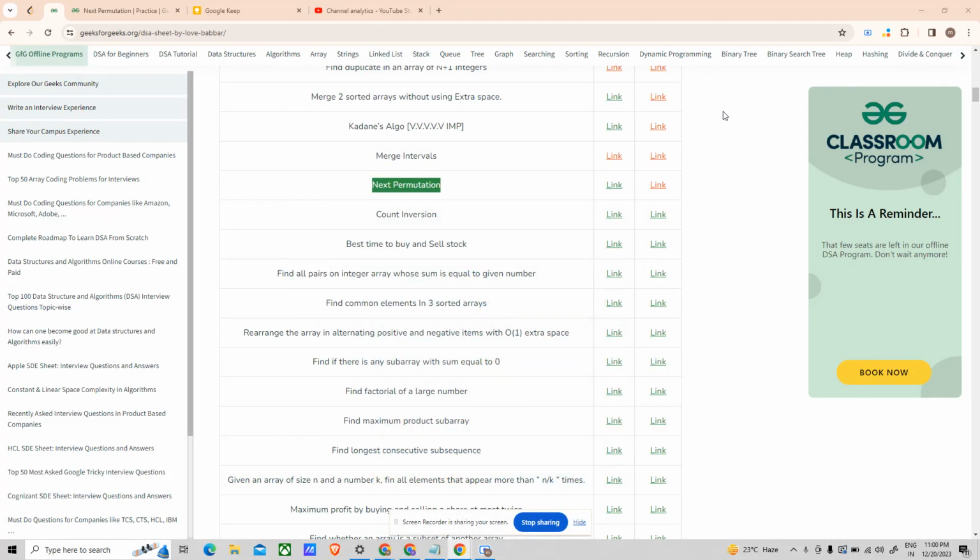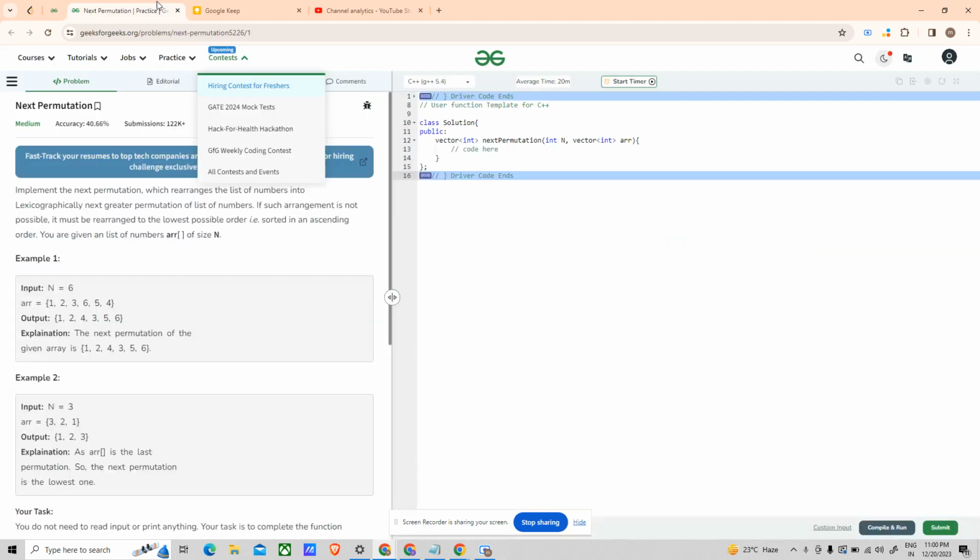So let's continue solving our DSA level sheet. Up till now we have solved 15, merge intervals. Okay, so the next problem is next permutation. Let's see what the problem says.